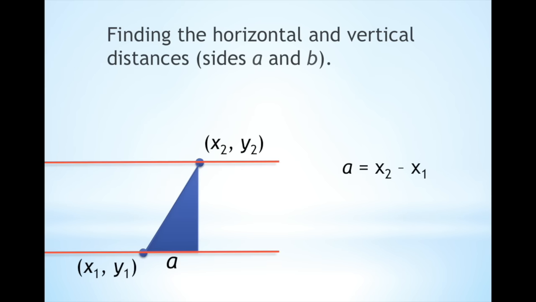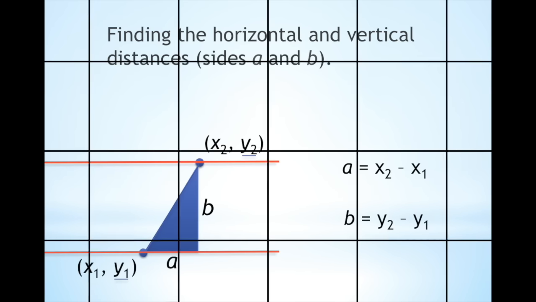If I think where I started from and where I ended up, what controls that movement is the y-coordinates. And to find B, it's y sub 2 minus y sub 1. And so this is a way we can find sides A and B of our right triangle in any given situation. A is x sub 2 minus x sub 1, and B is y sub 2 minus y sub 1.